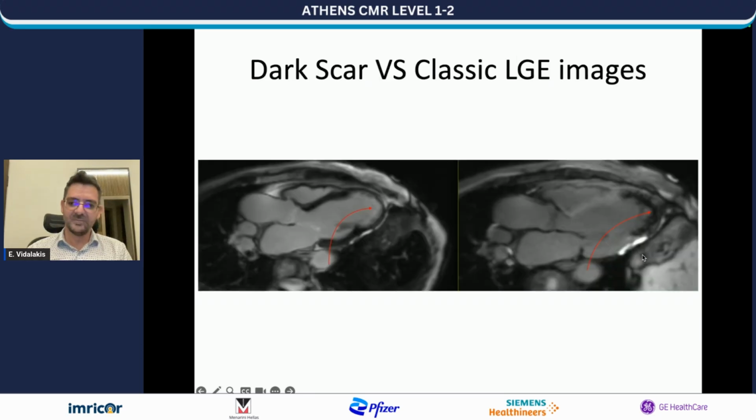So this is the classic LGE image with the high TI that makes the myocardium dark, and this is the low TI LGE image, where we can see the scar is dark and we can see the whole extent of the scar.